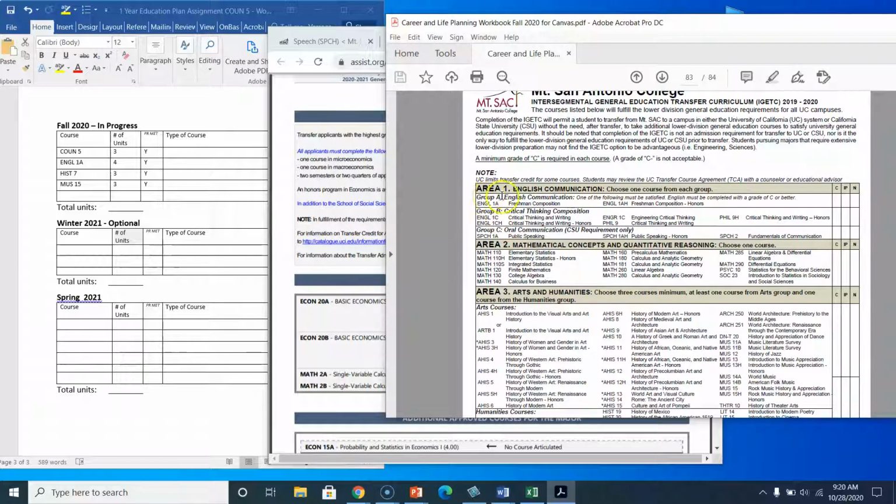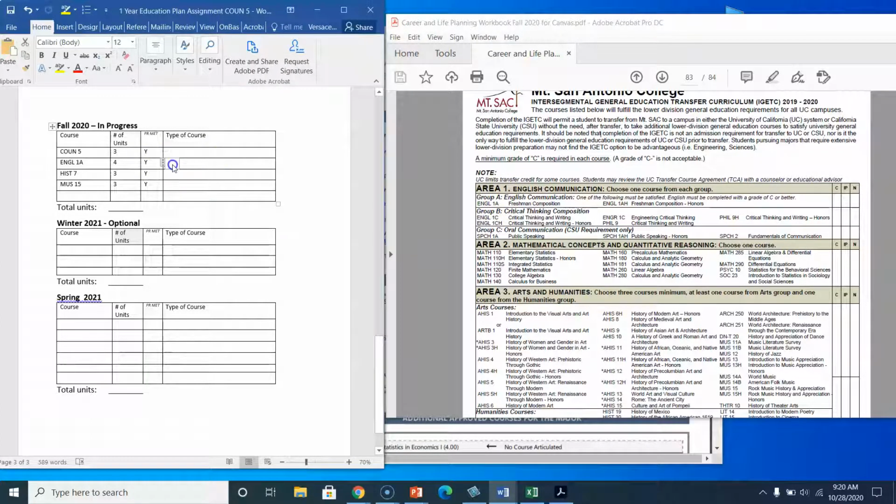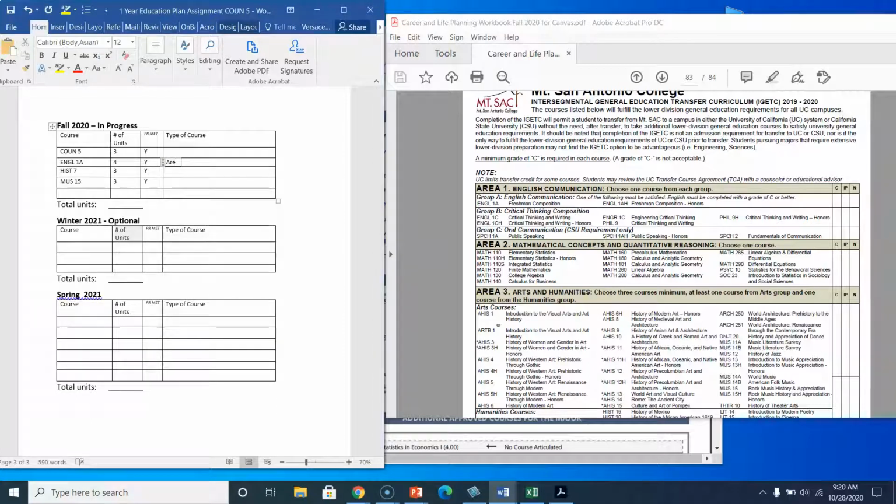All right, we see there's Area 1, Group A, English 1A. Okay, we've already got that class. So we're going to put the type of class here. We're going to put Area, or we could do GE 1A, because it's Area 1, Group A. All right, so we have that one.